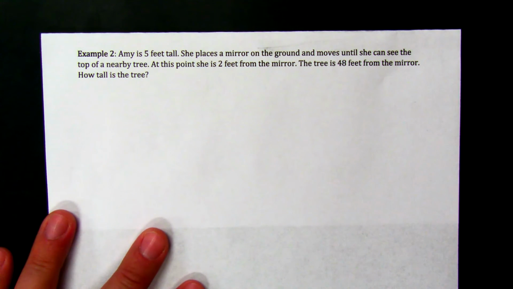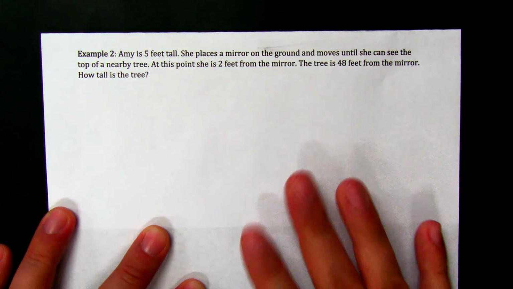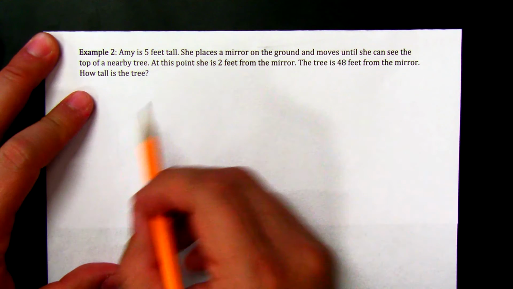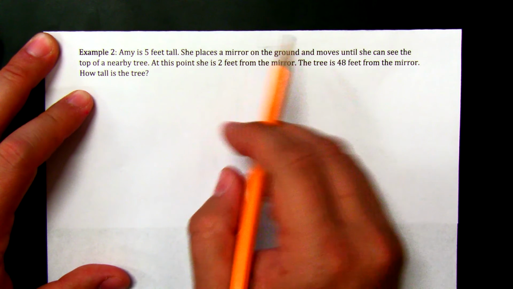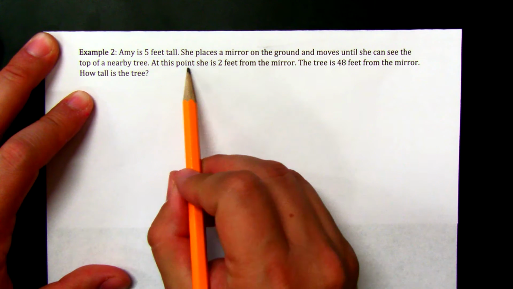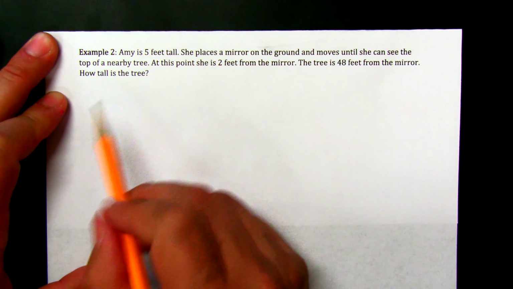Alrighty. So, second kind of problem you're going to see is this kind. This is another way that you can measure something in the real world using similar triangles. We can do this. Okay. So we got Amy is 5 feet tall. She places a mirror on the ground and moves until she can see the top of a nearby tree. At this point, she is 2 feet from the mirror. The tree is 48 feet from the mirror. How tall is the tree?